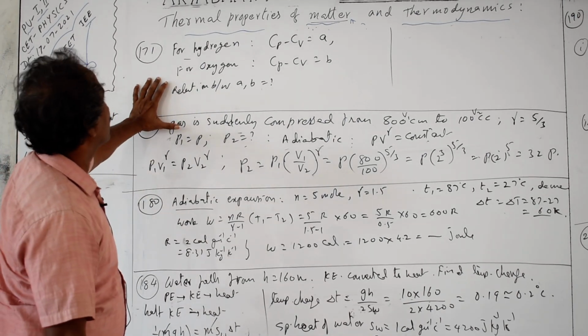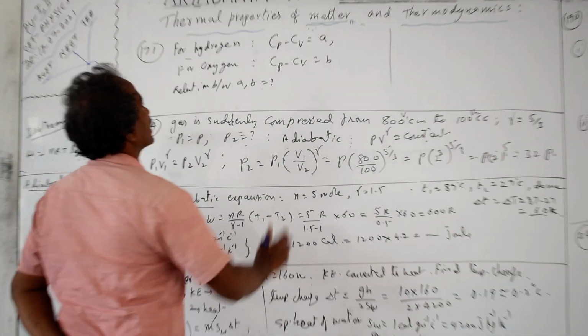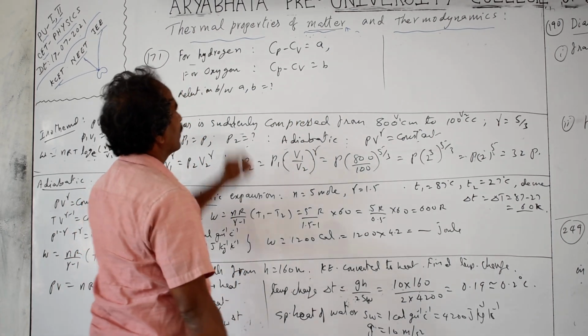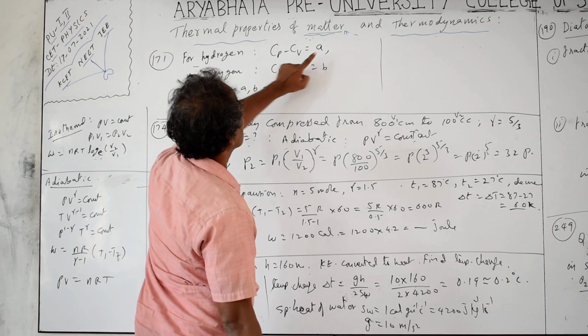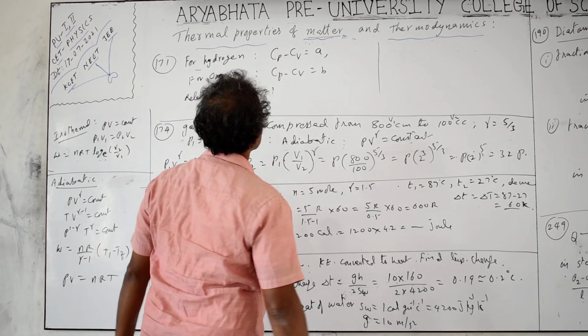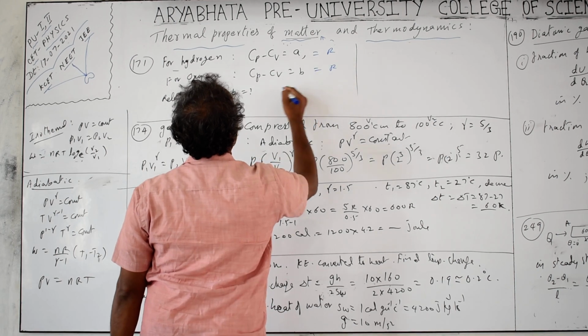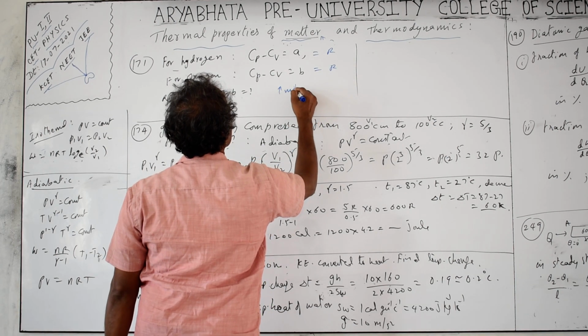Next problem 171. For hydrogen, Cp minus Cv is given as A, and for oxygen, Cp minus Cv is given as B, but we have to be careful with the symbol sizes. If capital letters are given, it means this is a molar heat capacity. A and B are molar capacities, which means each is supposed to be equal to R. This is for molar heat capacities.